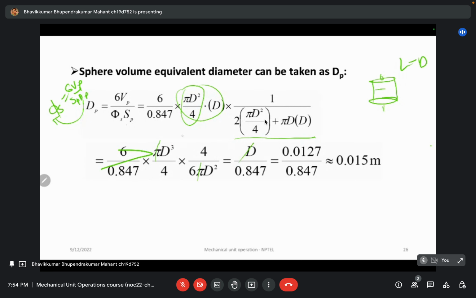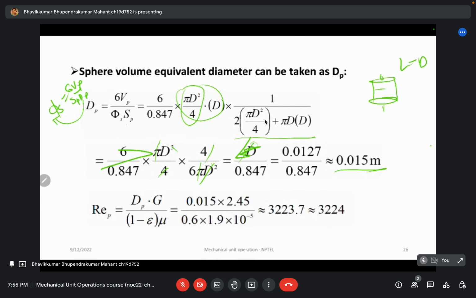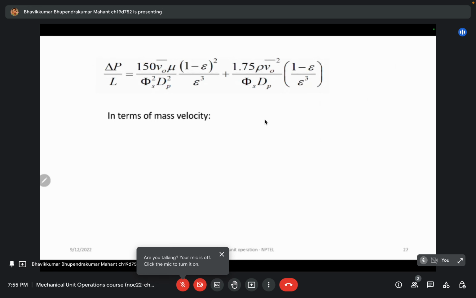1d here, that is 2d went, 1d is there, pi d 4 has gone, but then d by 0.847, you will get the value of the particle diameter, which is 0.0815 meter. Now you can find the Reynolds number, G dp over (1 minus epsilon) mu. You already have the value of G, so you can consider that, and you will get the Reynolds number 3224.